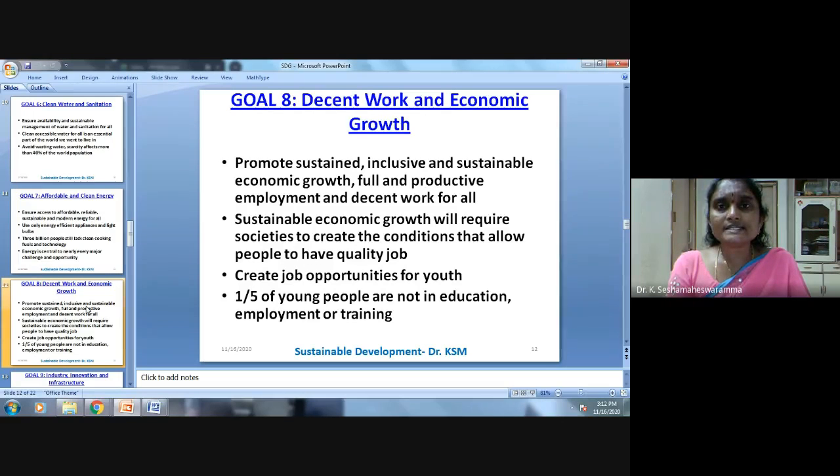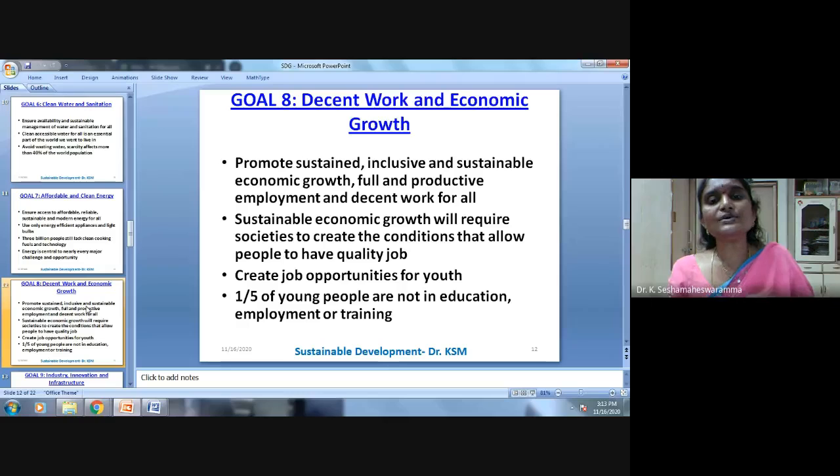Goal 8 is decent work and economic growth. Promote sustained, inclusive and sustainable economic growth, full and productive employment and decent work for all. For economic growth, not only is GDP growing, the nation is developing like that. But for every individual, promoting decent work and productive employment is mandatory. Sustainable economic growth requires societies to create the conditions that allow people to have quality jobs.